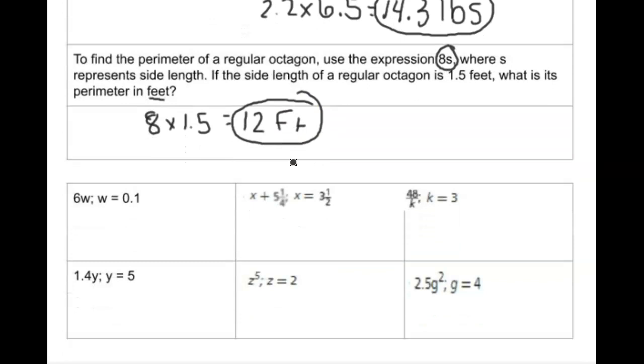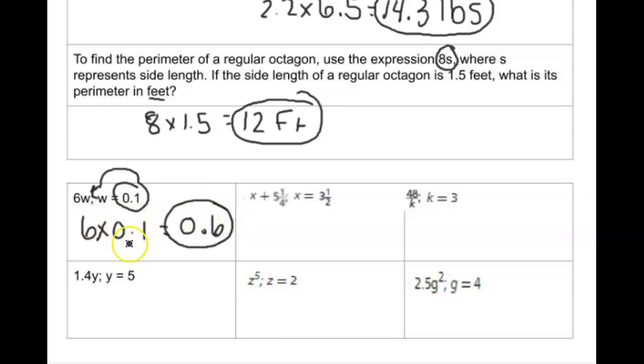And our last six questions. Our expression is there, and in each problem, it tells us what we're going to plug in. So we have 6W. That means a letter and number next to each other means multiplication. So we're going to plug in our 0.1 for W. So 6 times 0.1 gives us 0.6. 1.4Y, when Y equals 5, a letter and a number next to each other means multiplication. So I'm going to multiply 1.4 times 5. And I get 7.